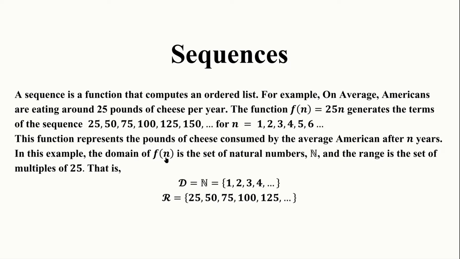In this example, the domain of f of n is the set of natural numbers, which is also known as N, and the range is the set of multiples of 25. That is, here's the domain, the set of natural numbers, including 1, 2, 3, 4, etc. And the range is basically the set of the outputs, which is going to be all the positive multiples of 25.